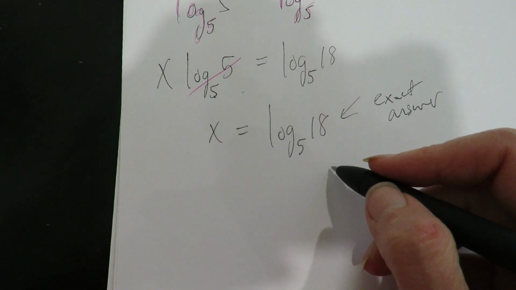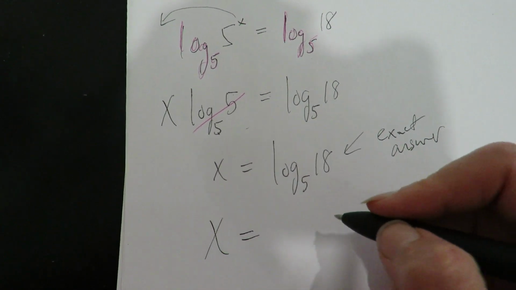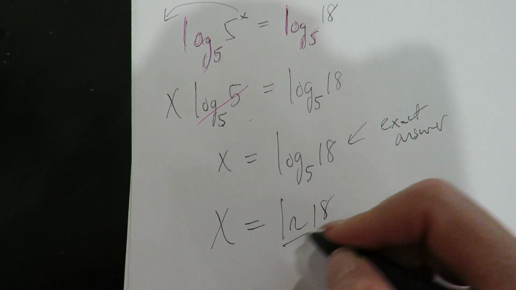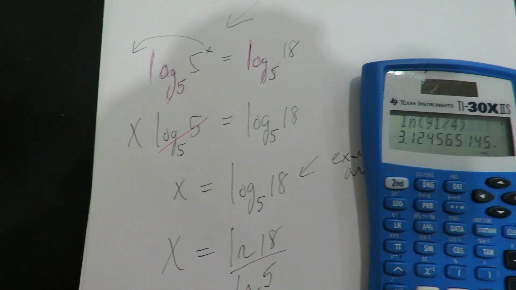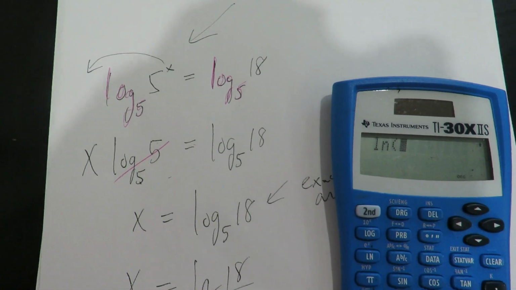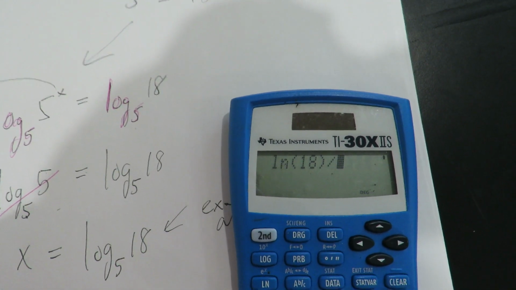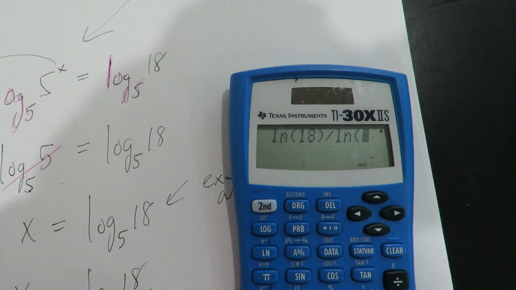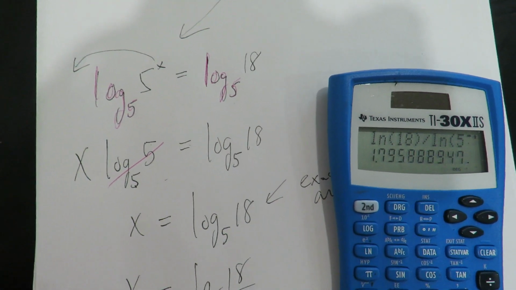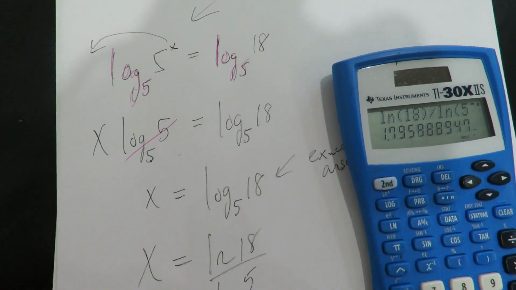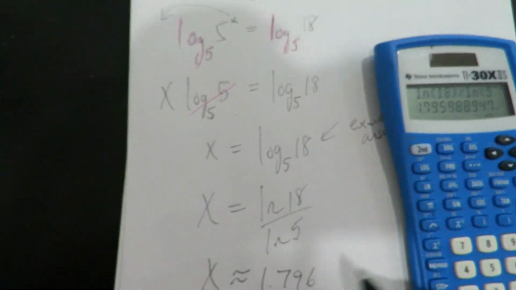If your calculator can do base 5, then you can put it straight in. Mine cannot. My calculator cannot do base 5, so that's why I taught you the change of base formula. So if I do the change of base formula, I now can solve this. ln of 18 close parenthesis divided by ln of 5 close. Okay, so x is about 1.796.